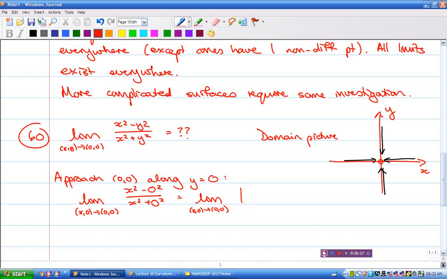The limit of 1 is just 1. X can tend to whatever it feels like tending to. The limit of 1 is 1. X can tend to 1, it can tend to pi, it can tend to infinity, it can tend to whatever it wants to. The limit of 1 is 1.